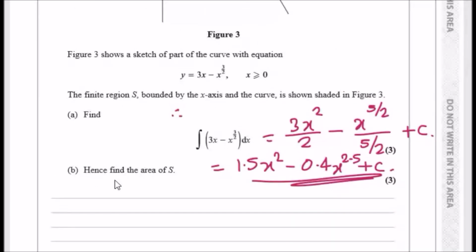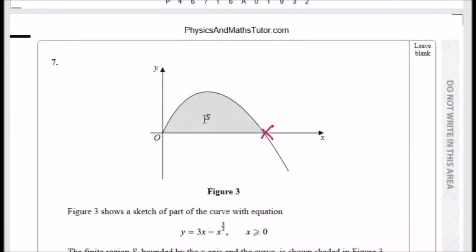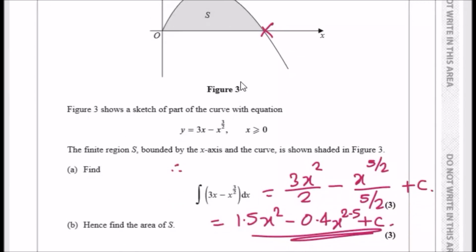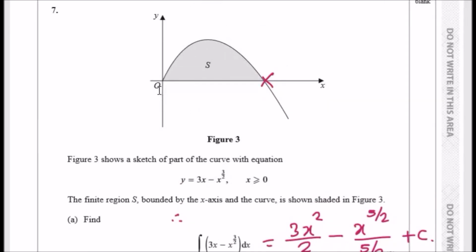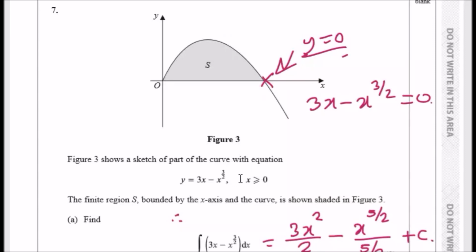Okay, part B. Find the area of S. Alright, let's do it. To find the area S, we need to first see when the curve intersects with the x-axis. When it does, this means the y coordinate is 0. So we're going to do a bit of math here first to find the limit. Let's solve the curve equation when y is 0. So effectively, this equation is equal to 0: 3x minus x to the power 3 over 2 is 0.